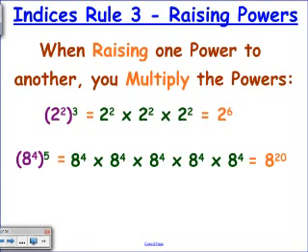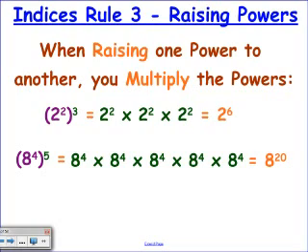Rule number 3 then. Rule number 3 is when you raise a power to a power. I've got 2 squared and then I cube it. What's that saying in longhand? Well, it's saying I've got 2 squared and I'm multiplying it by 2 squared 3 times. We know from rule number 1, all I need to do is add my 2's. So 2, 2, 2 is 2 to the power 6.